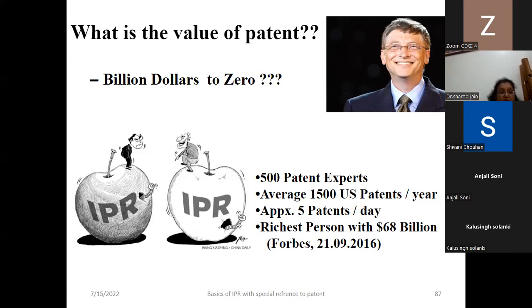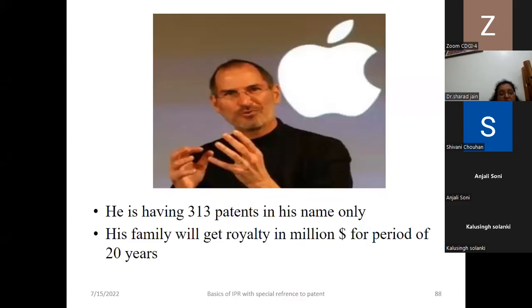See the example. These are motivational examples of how a person can become a millionaire. The next example is Steve Jobs. He had 313 patents. Now he is no more, but his family will get royalties of millions over a period of 20 years.